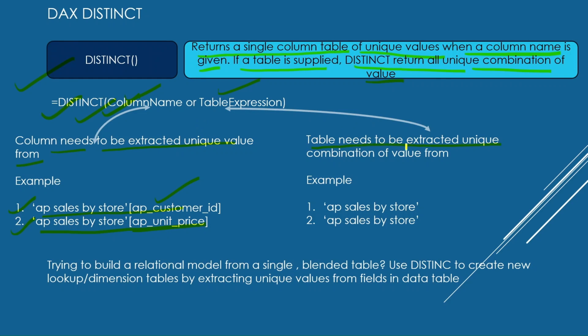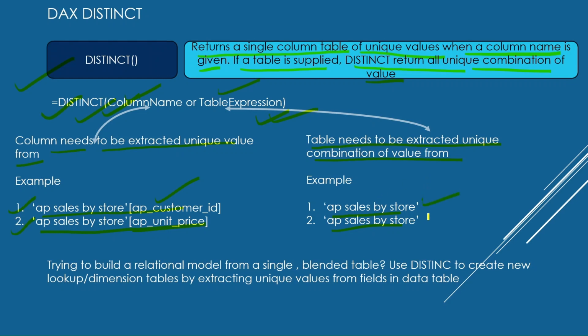For a table, unique combinations of values are extracted. Suppose there's a requirement that we want to get all the possible combinations of the unique values present in a table. So instead of a column name, we have to supply the table or table expression. What will the DISTINCT function do? It will return all the unique combinations of values.